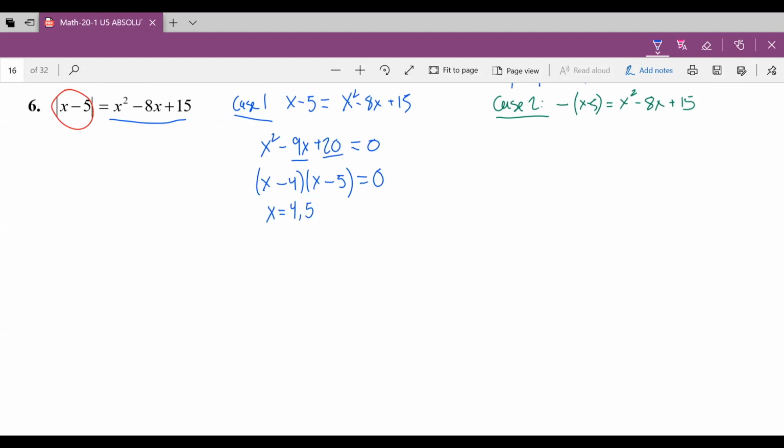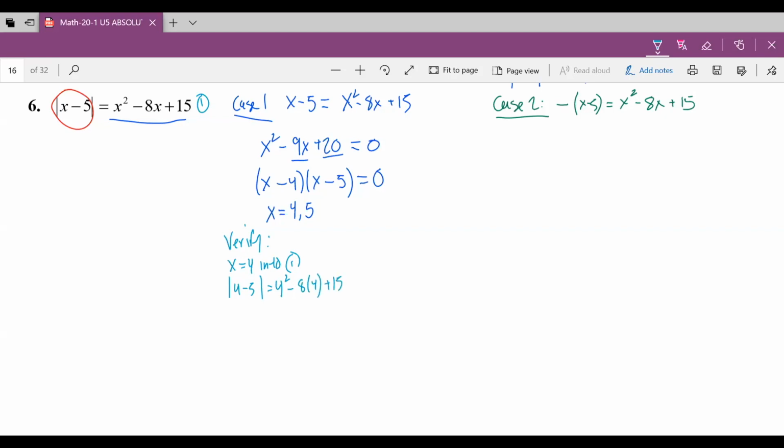And we probably want to verify that. Do you want to verify it right now? Sure, why not? Okay, let's verify. Let's choose a different color for verifying. Doing this a little bit out of order, but I've got 4 and 5 in my head. So we're going to substitute x equals 4 into the original equation. And when we do so, we're going to get the absolute value of 4 minus 5 equals 4 squared minus 8 times 4 plus 15.